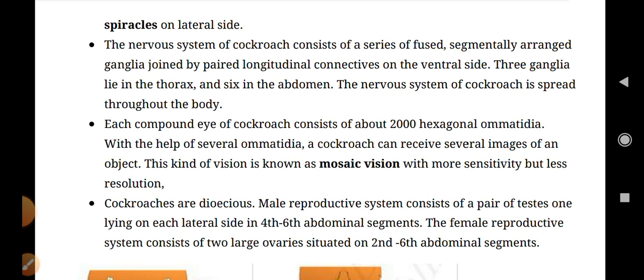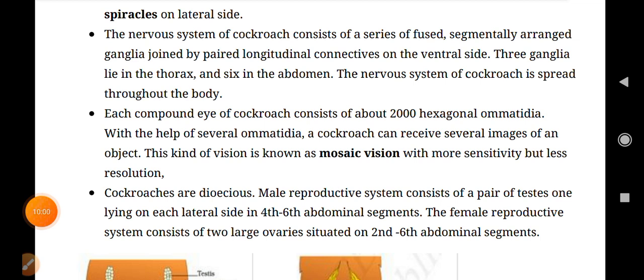Nervous system of cockroach consists of a series of fused segmentally arranged ganglia joined by paired longitudinal connectives on the ventral side. 3 ganglia lie in the thorax and 6 in the abdomen. Nervous system of cockroaches is spread throughout the body.